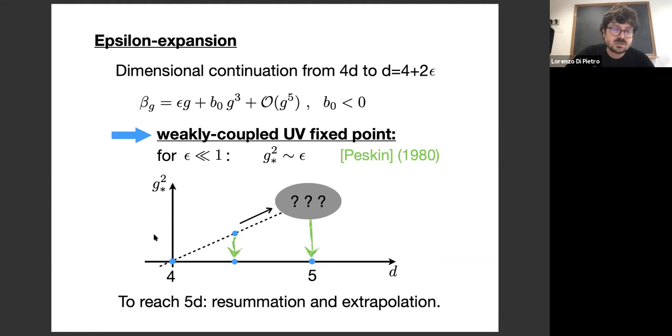And here I just illustrated what we would like to do. So what we would like to do is start from close to 4D, in which this UV fixed point is under perturbative control. And somehow we want to try to extrapolate to see if this fixed point survives until 5 dimensions, okay? And in order to do this extrapolation, we need to necessarily use some form of resummation of the perturbative series and to try to extrapolate, okay?